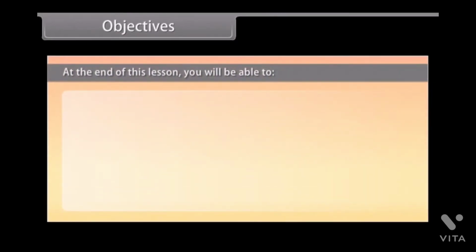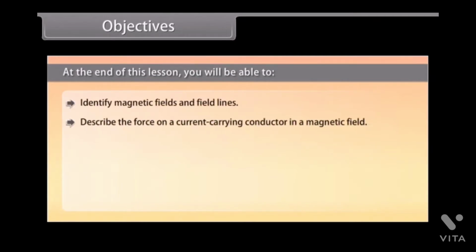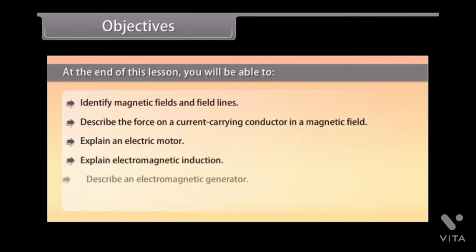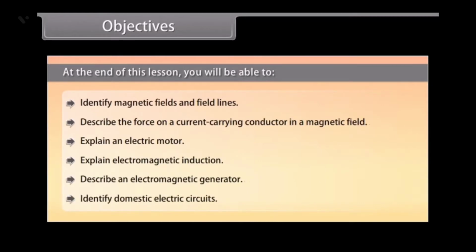At the end of this lesson, you'll be able to identify magnetic fields and field lines, describe the force on a current-carrying conductor in a magnetic field, explain an electric motor, explain electromagnetic induction, describe an electromagnetic generator, identify domestic electric circuits.